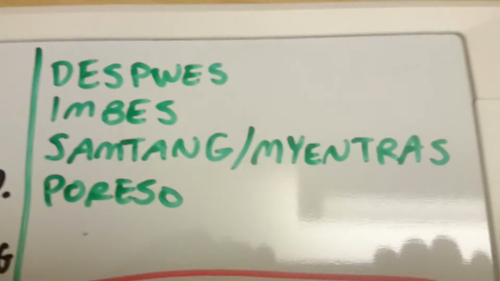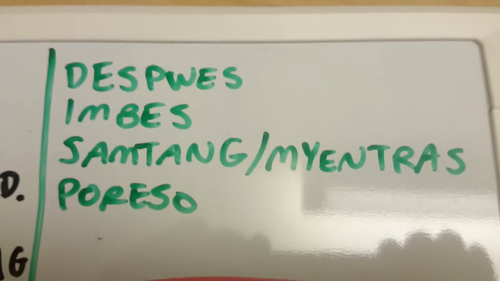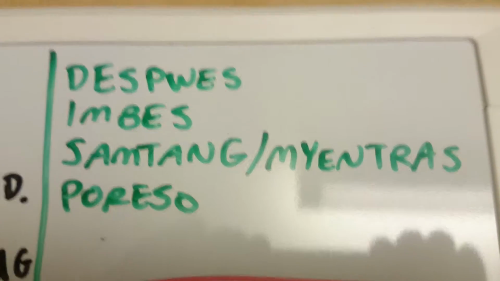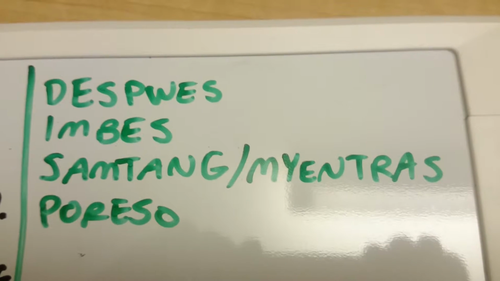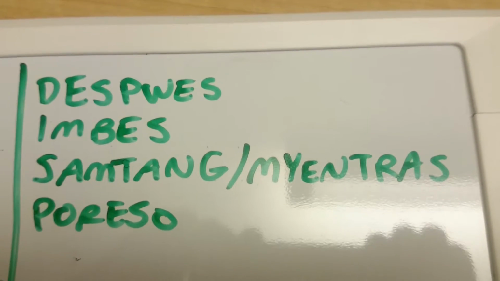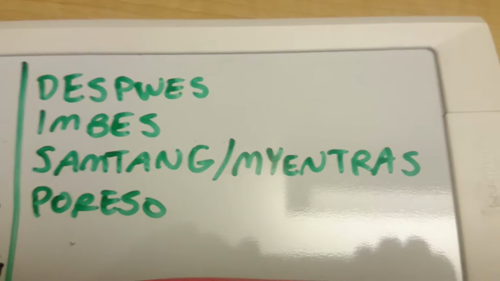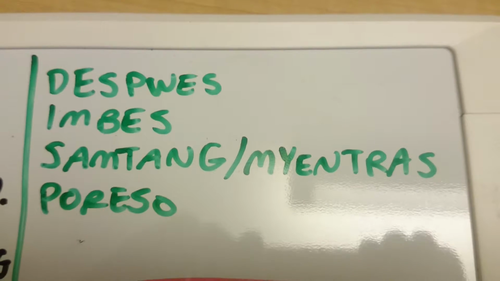I don't know. And some words on this side here to help you. Después means after. Imbes means instead or instead of. Imbes na or imbes sa means instead. Samtang and mientras mean the same thing, but they both mean while or meanwhile. And por eso means that's why or therefore or oh, okay, that's why.